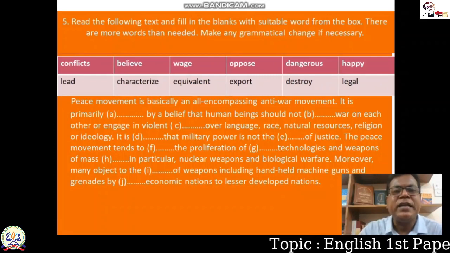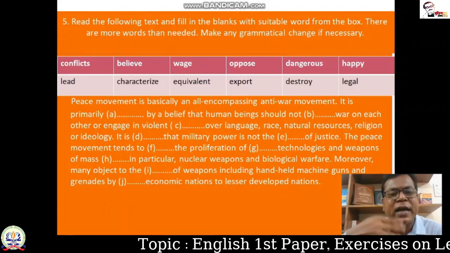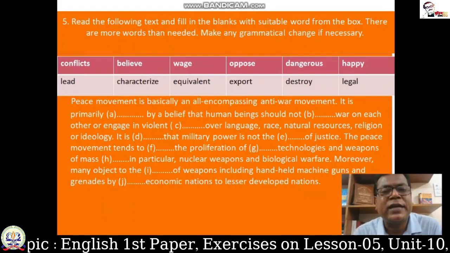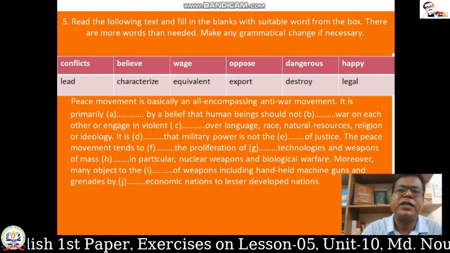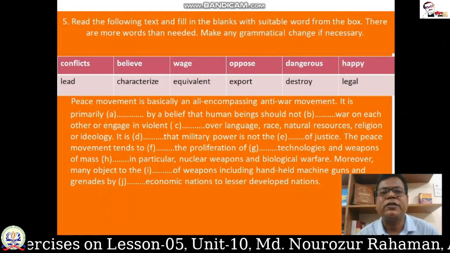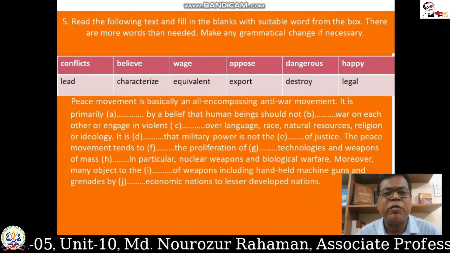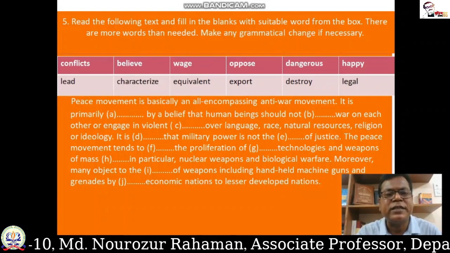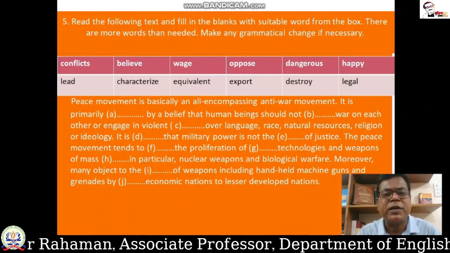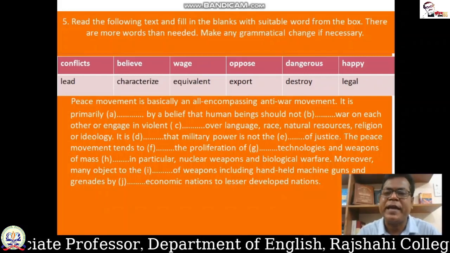So it is primarily, according to the text, we know that it is primarily characterized, but the word is given there, we find characterize. But in the instruction, you find that make any grammatical change if necessary. So the word is given as a verb in present form, but you can change it. You can make grammatical change. Suppose here you can make it past participle, characterized. So characterized will be the correct answer for gap A.